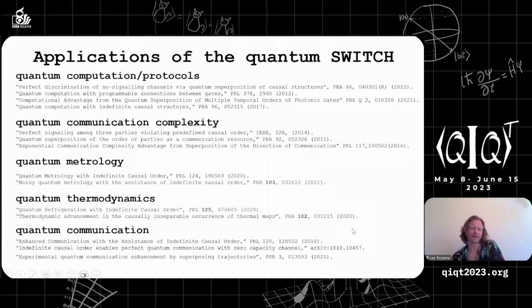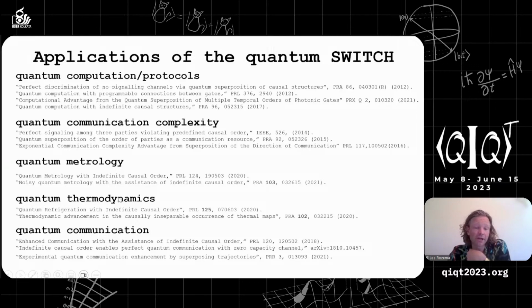And since then, there have been really many applications, and this is quite an incomplete list, actually. I think this list only goes up to the beginning of 2021. So there are now applications in a range of fields. There are certain applications which are similar to the game that I presented, these kind of quantum computation or quantum protocols. For example, this commutation anti-commutation game has been generalized to something called the Hadamard promise problem, which now scales to multiple parties. There are applications in quantum communication complexity, quantum metrology.